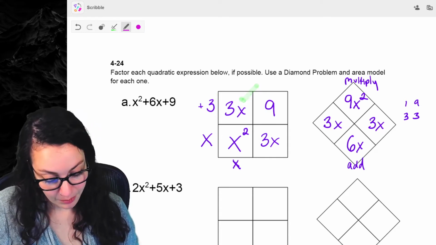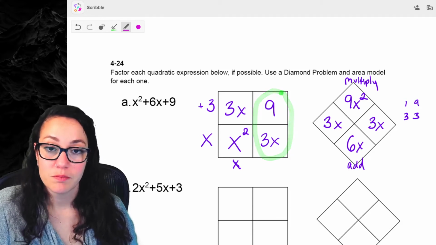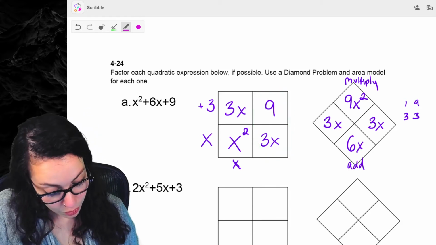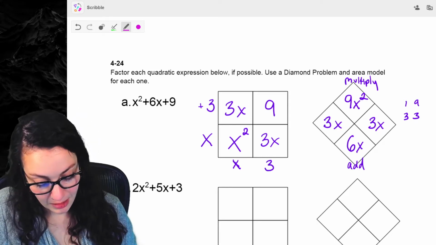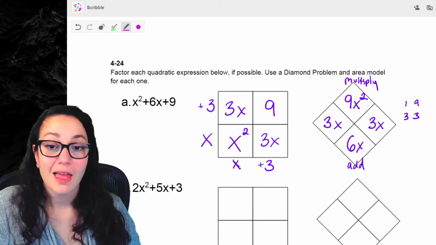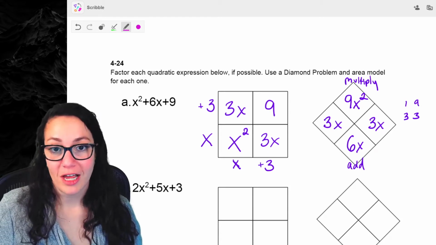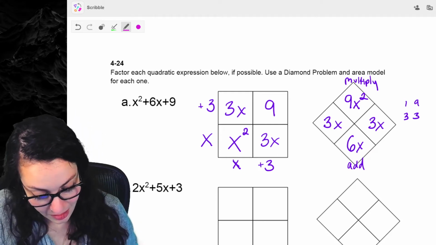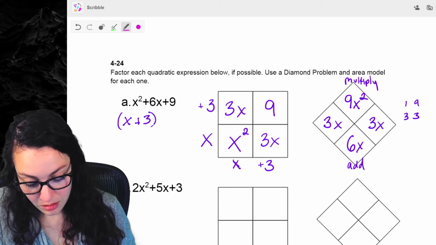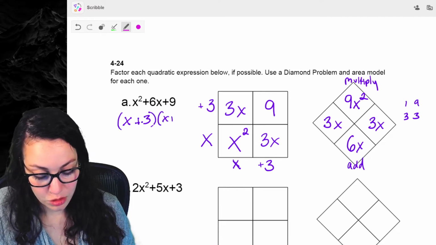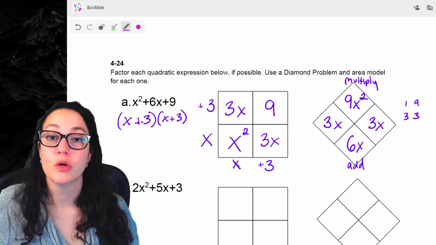Last but not least, I'm going to check out this column. What's my greatest common factor in this column? 3. 9 and 3x are both divisible by 3. And again, it's a positive 3. So I'm sort of done factoring. I just need to write it as factors. And I can write it two ways in this case. So I have x plus 3 times the quantity x plus 3. That's one way that I can write the factorization of our original expression.